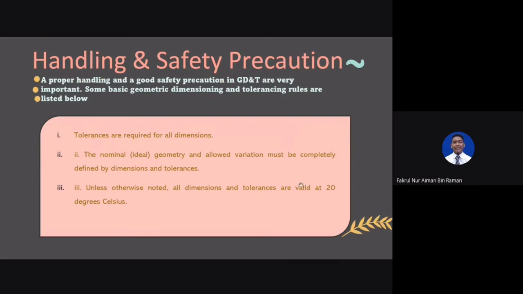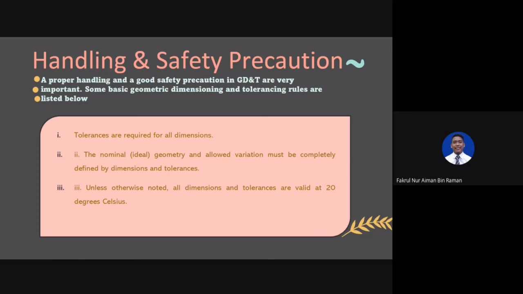Next, we will talk about the handling and safety precautions in doing the GD&T process. We all know that GD&T is a very difficult and complicated standard that can result in reading and interpretation mistakes. So we need to take safety precautions in order to get the best result. Some basic rules that we need to follow: the first one is tolerances are required for all dimensions. The second one is the nominal ideal geometry and allowed variation must be completely defined by dimension and tolerance. And the third one is, unless otherwise noted, we need to ensure that all dimensions and tolerances are valid at 20 degrees Celsius.